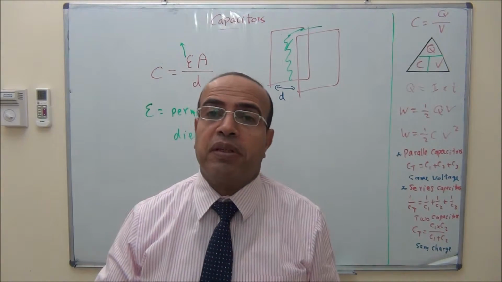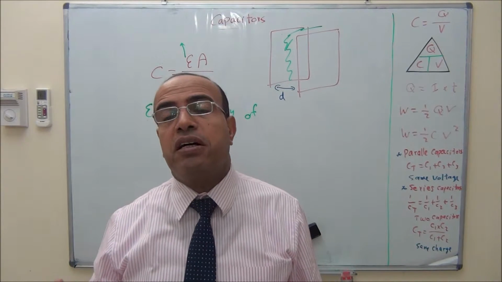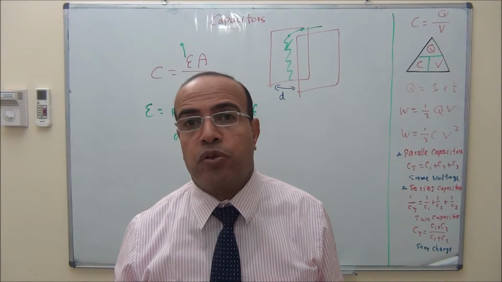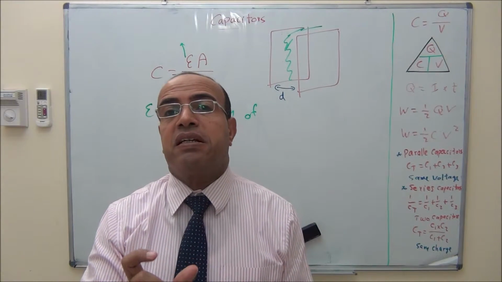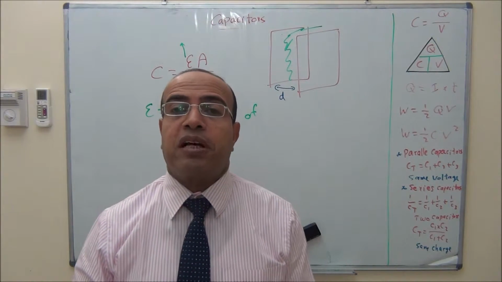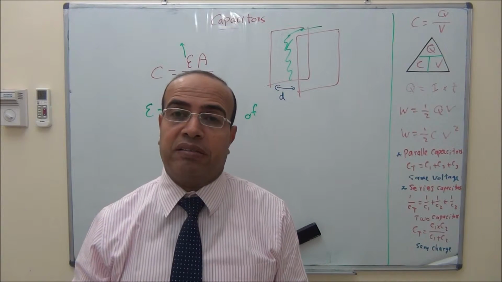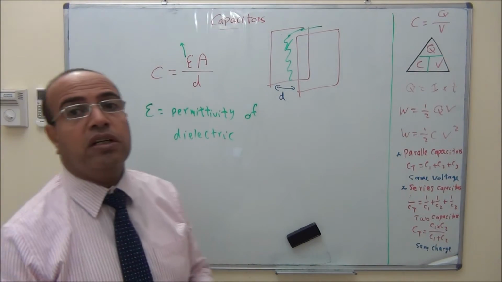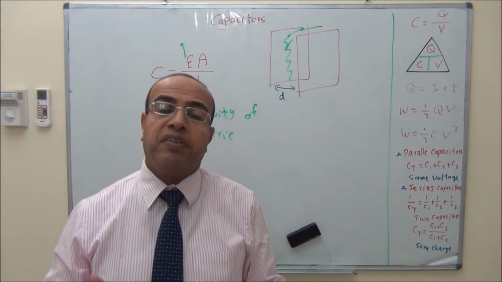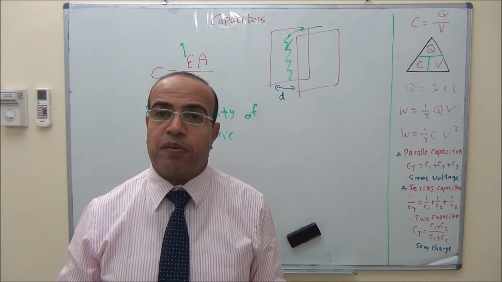The capacitance of the capacitor increases as the area of the plates increases, direct proportion. The capacitance increases as the distance decreases, inverse proportion. Also, the capacitance depends on the dielectric. So, C equals εA over d. So, those are the factors affecting the capacitance of the capacitor.